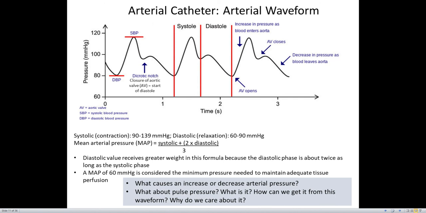Now, questions for you. What causes an increase or decrease in arterial pressure? What about pulse pressure? What is pulse pressure? How can we get it from this particular waveform, and why do we care about it?